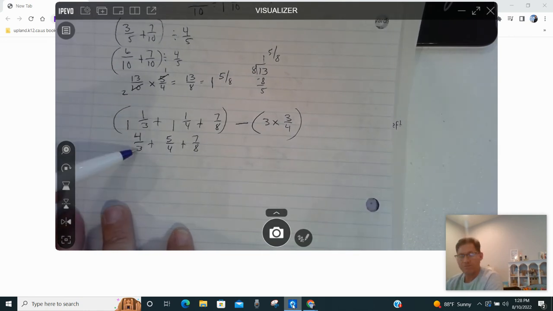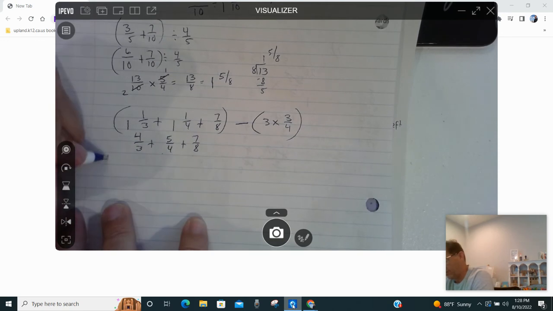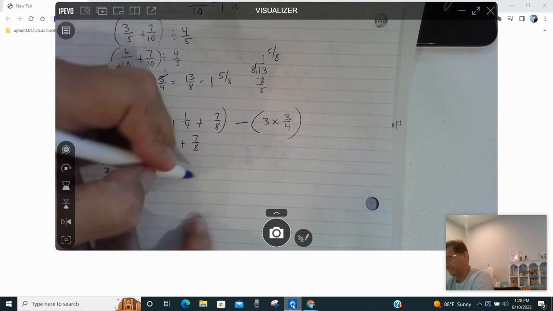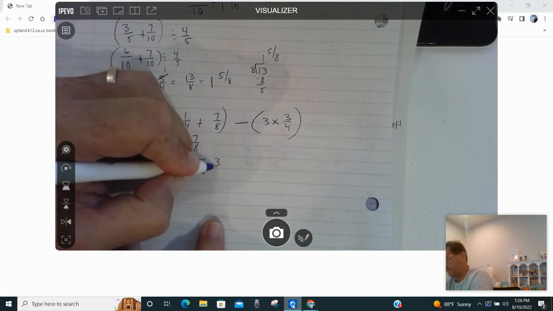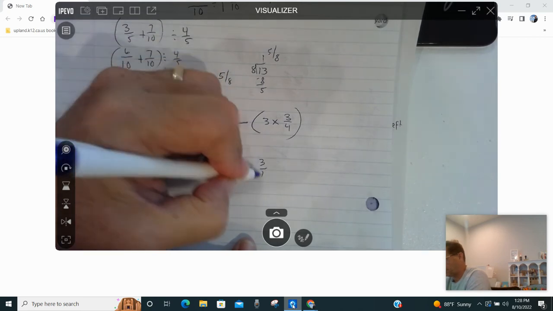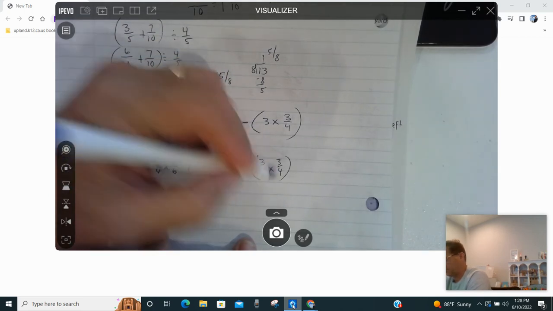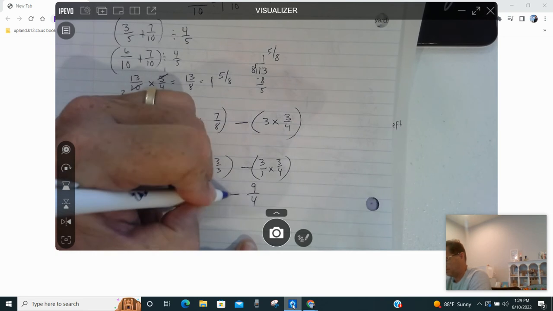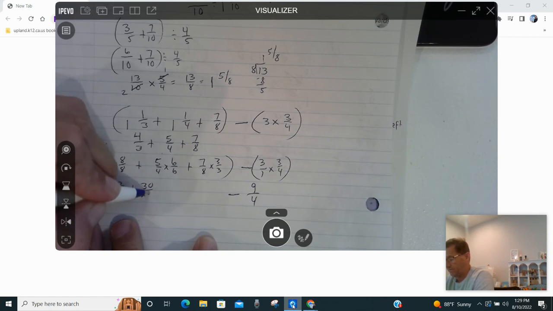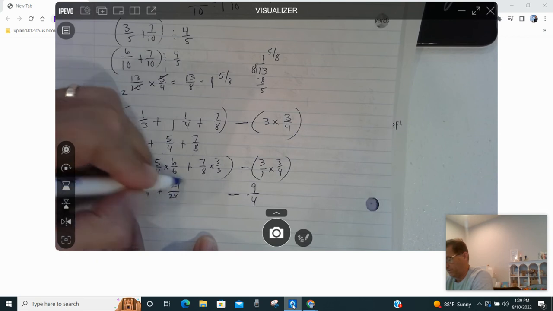I know that 3 can become 24, 4 can become 24, and so can 8. So 4/3 times 8 over 8, 5/4 times 6 over 6, and 7/8 times 3 over 3. So we have 32 24ths plus 30 24ths plus 21 24ths.